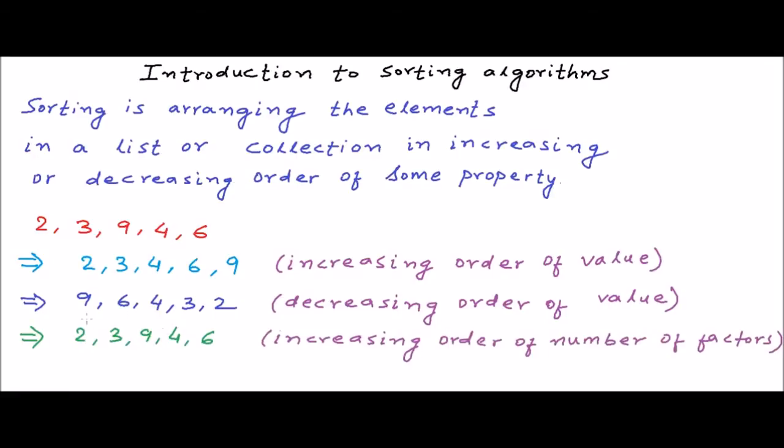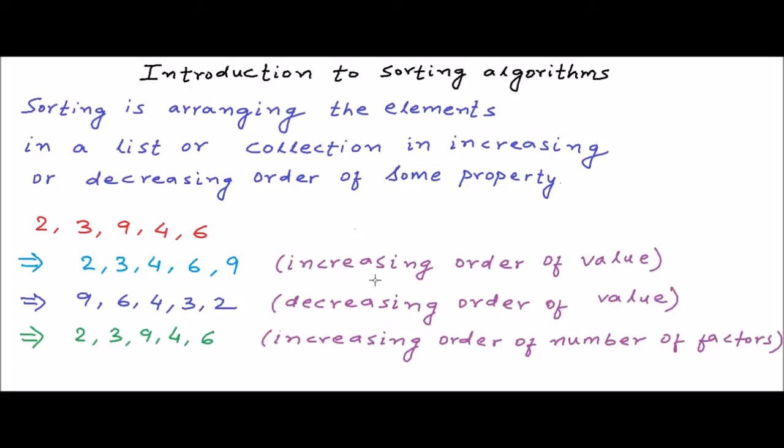If you see, 2 has got only 2 factors, 1 and 2 itself. 3 has also got only 2 factors, 1 and 3 itself. 9 has got 3 factors, 1, 3 and 9 itself. 4 again has got 3 factors, 1, 2 and 4 itself. 6 has got 4 factors, 1, 2, 3 and 6 itself. A sorted list is a permutation of the original list. When we sort a list, we just rearrange the elements.